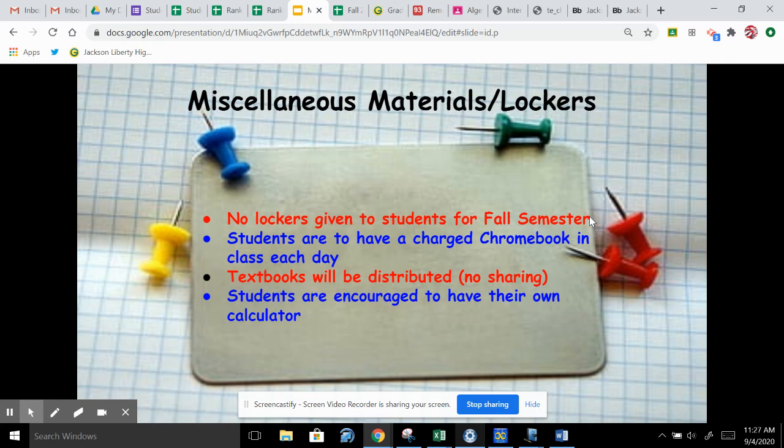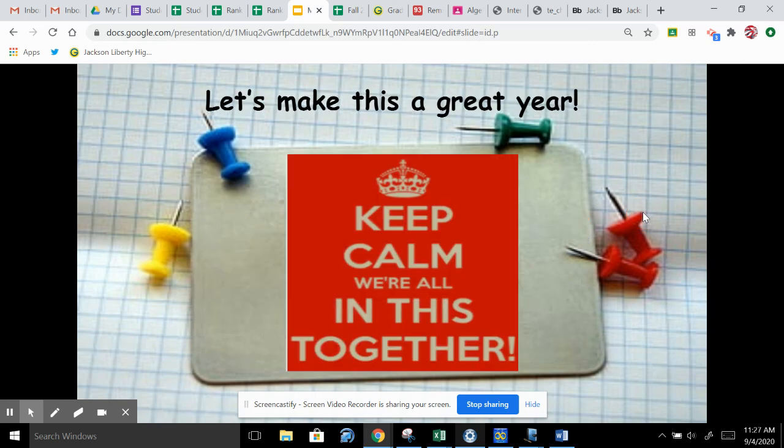Miscellaneous stuff, I think we talked about all this. No lockers, we talked about that. Fully charged Chromebook. Textbooks, you're going to get a textbook. I'm going to give you a book. I can't promise that we're going to use it a lot in class, but at the very least, it's a resource for you to have at home. If your Chromebook dies, or you forgot your Chromebook somewhere, or whatever the case may be, have your textbook with you so you can at least look at that and use it. And students are encouraged to have their own calculator. We talked about that as well.